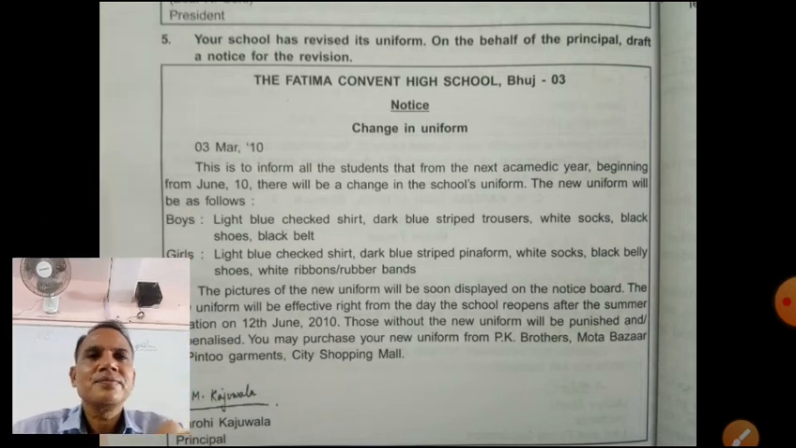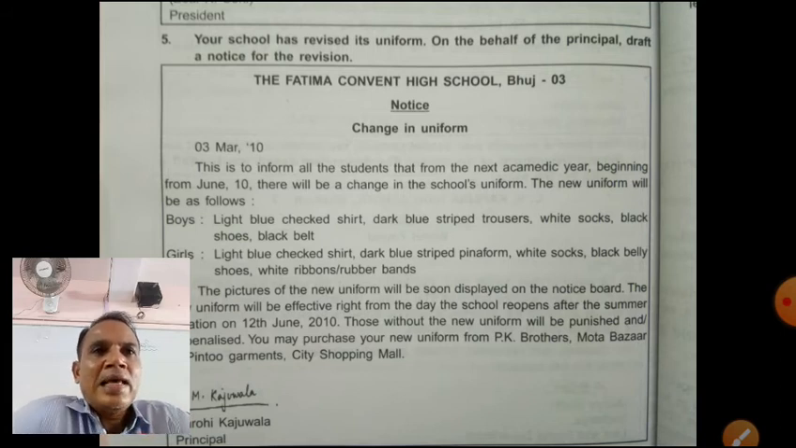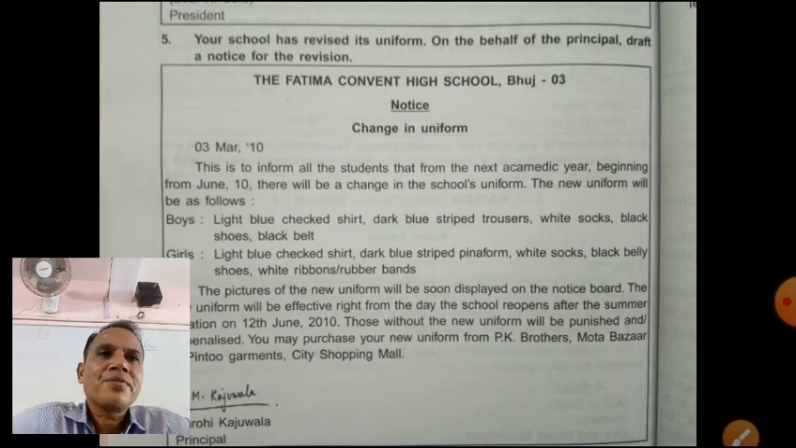Question it is given, your school has revised its uniform. On behalf of the principal, draft a notice for the revision. So here we have to write the name of our institution, SCM High School, comma, Ujna. One line blank, notice. Here N is written capital, remaining it is written small, but we write it capital. And change in uniform, this is written in a small letter, but you write down in a capital letter.